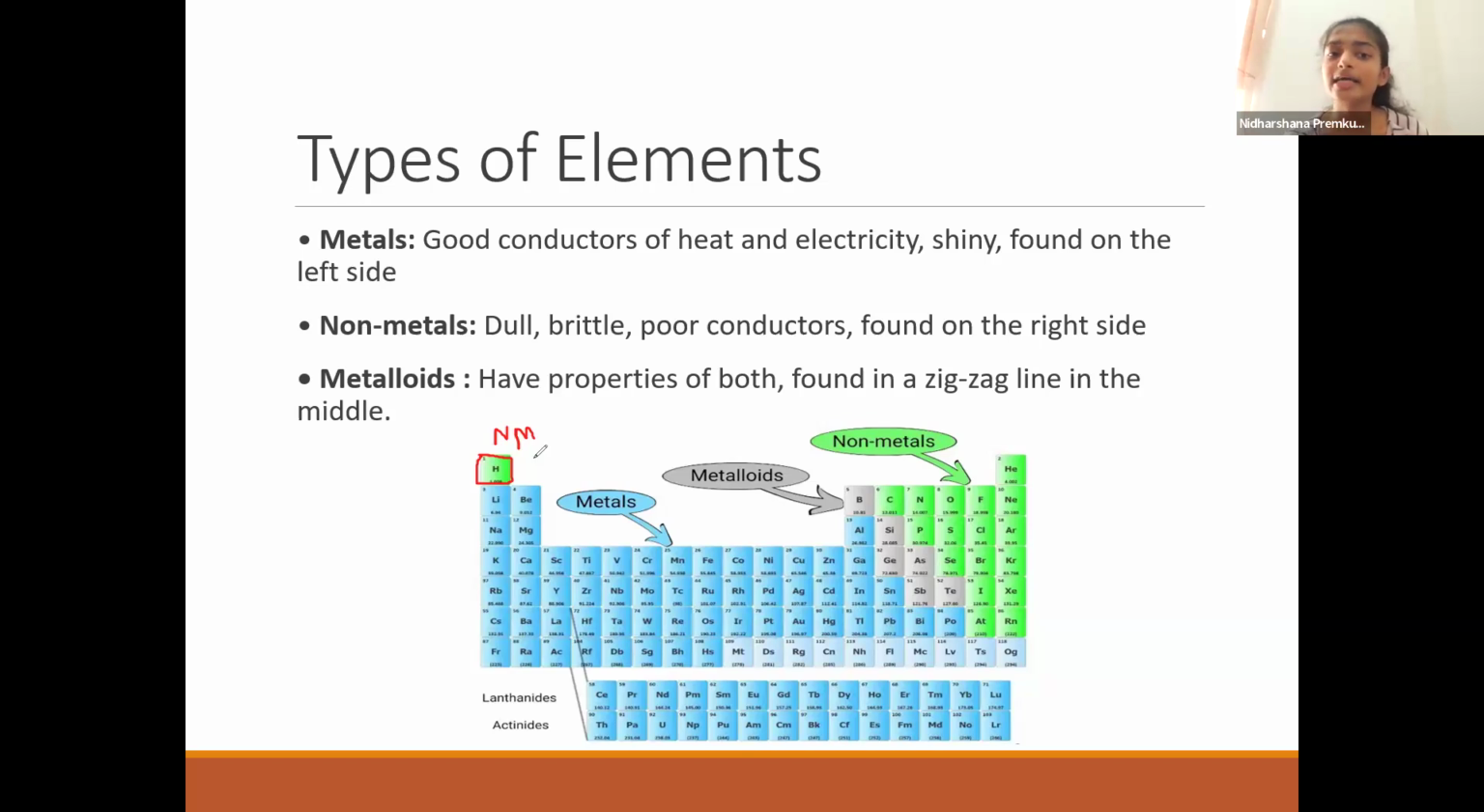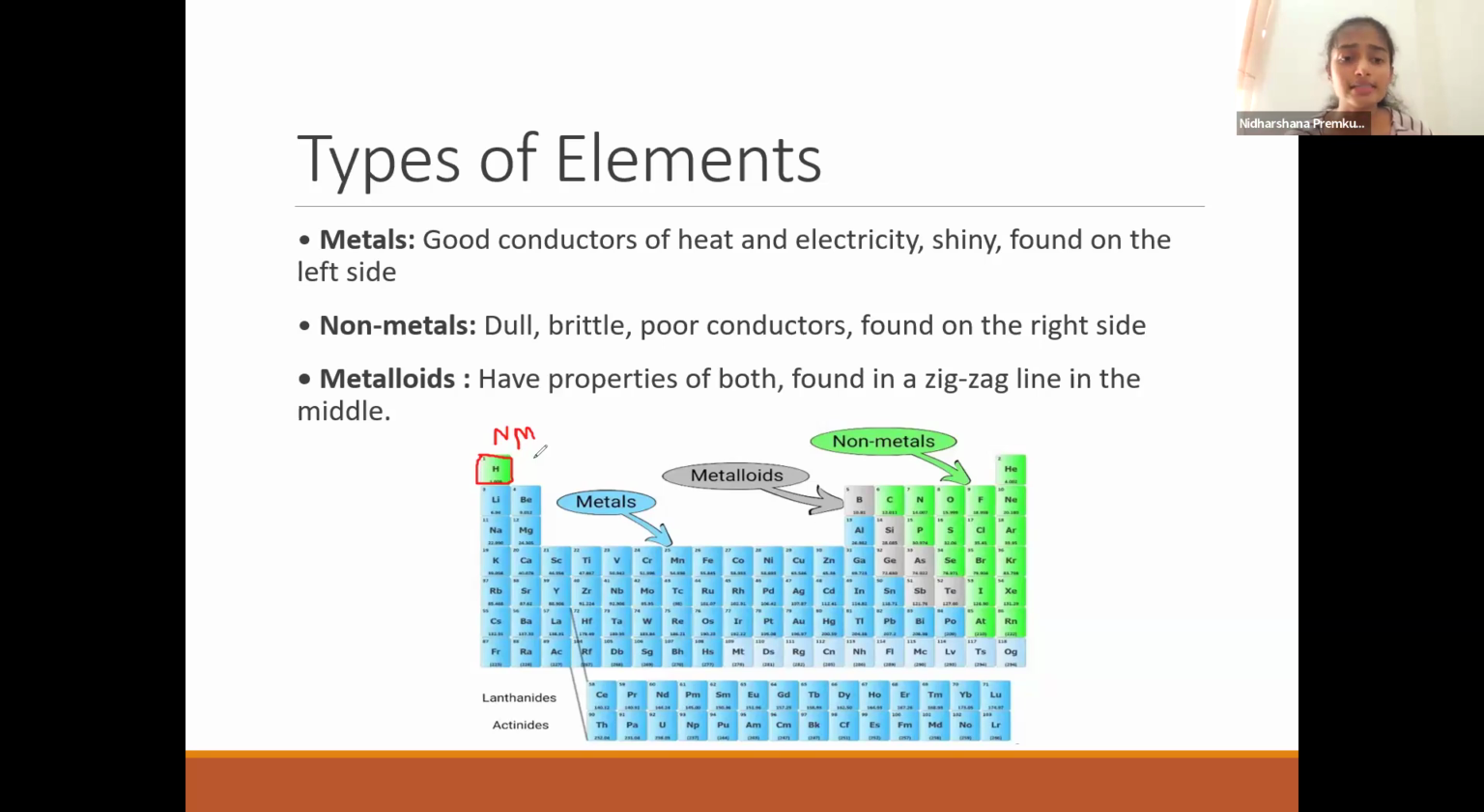Non-metals, on the other hand, are found on the right-hand side of the periodic table. You can see the green color ones, including hydrogen. They are very dull. They are brittle, that means they break very easily. They are poor conductors of heat and electricity. Not all, but most of them cannot conduct heat and electricity. They are very poor at it. And like I said, they're found on the right-hand side of the periodic table.